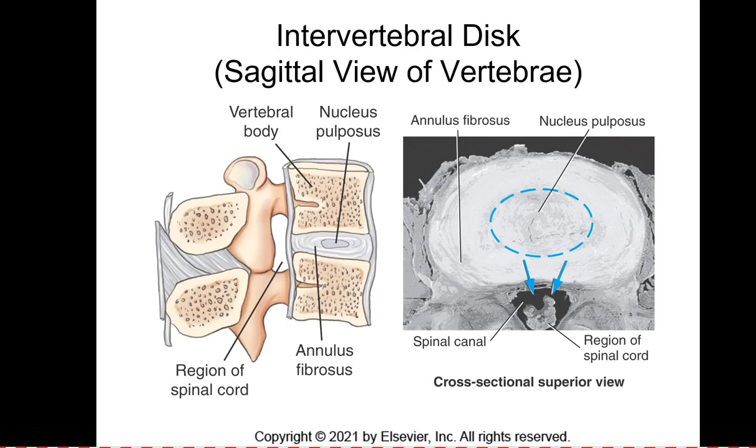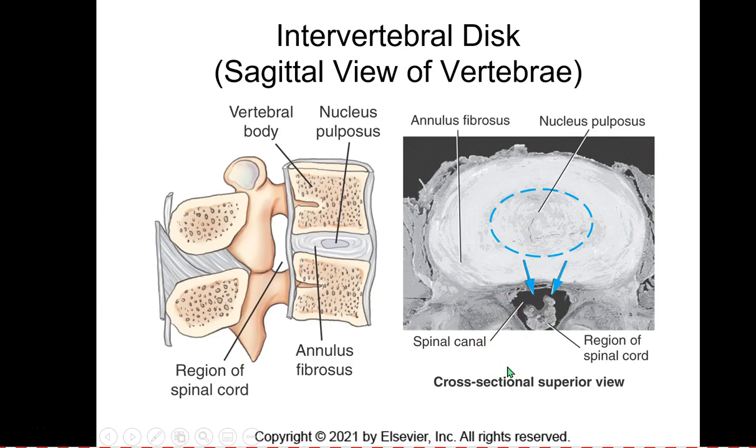Each disc contains an outer fibrous portion called the annulus fibrosus. So that's what you're seeing here, annulus fibrosus. And then it has a soft, semi-gelatinous inner part called the nucleus pulposus. Okay, now just to orientate yourself, this is anterior. So above and below this disc is a vertebral body. And then, of course, here's the spinal cord passing through the foramen.